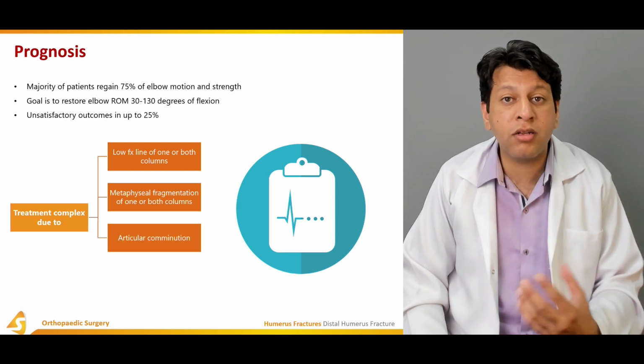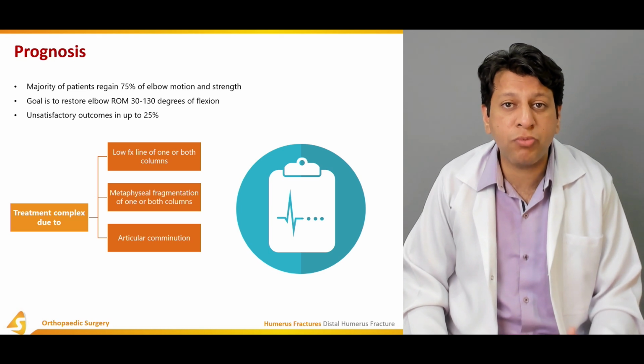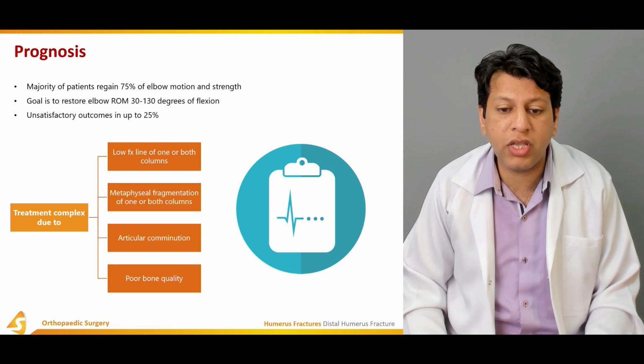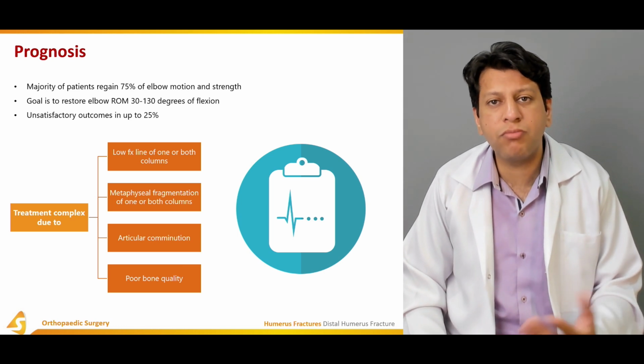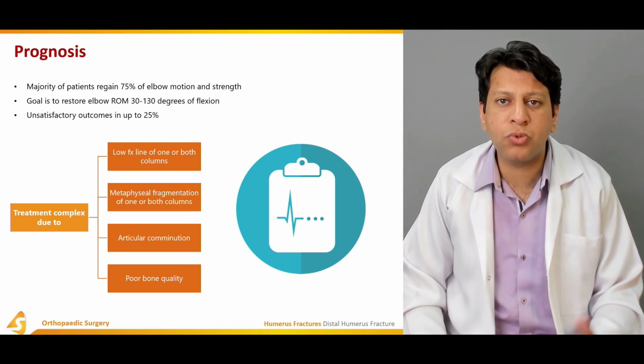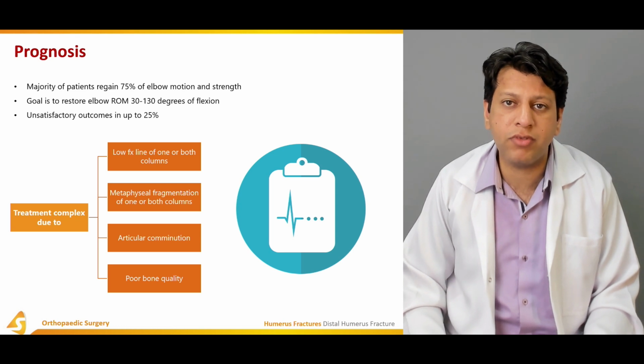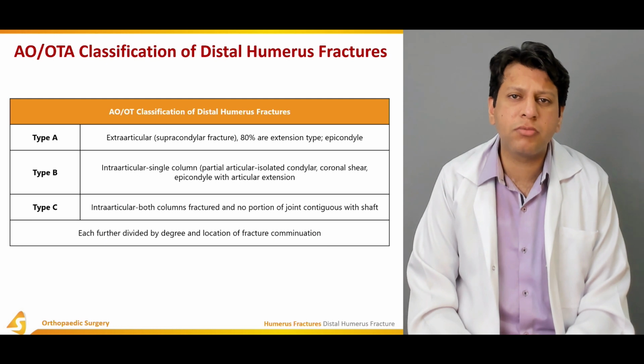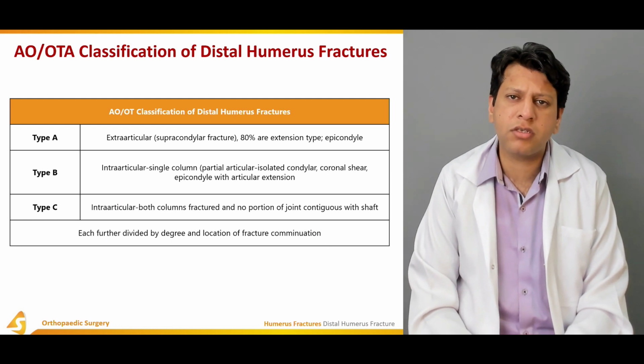The more the articular comminution, the greater the chances of post-traumatic osteoarthritis, and eventually it will require replacement of the elbow. Or it could be due to poor bone quality, which may be associated with the elderly females, especially when they have osteoporosis. The classification system: there are multiple classification systems as well.